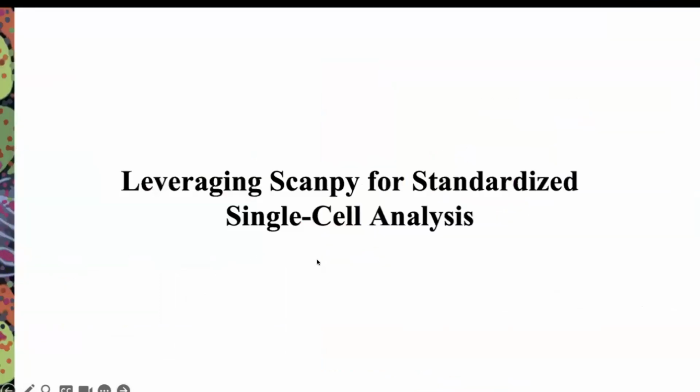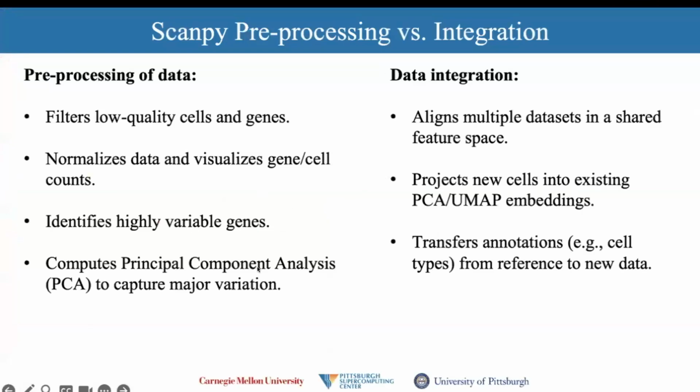So here I want to focus on ScanPy itself and how powerful of a tool it is. It was the main toolkit I used for single cell analysis and really allowed me to go from raw data to interpretable clusters and annotations. And this was done in two main ways, the ScanPy preprocessing and ScanPy integration. So preprocessing of data filters low quality cells and genes, normalizes data and visualizes gene/cell counts, identifies highly variable genes, and computes principal component analysis, or PCA, to capture major variation.